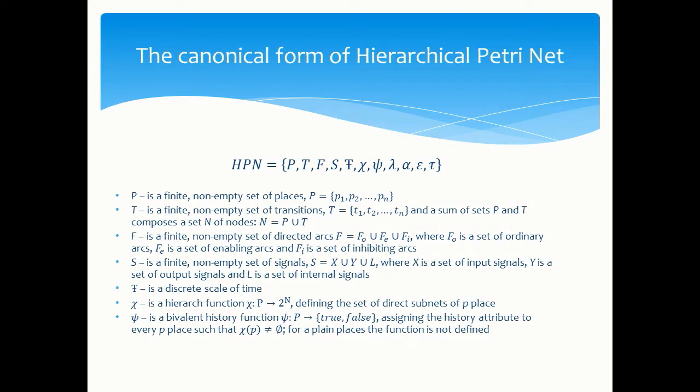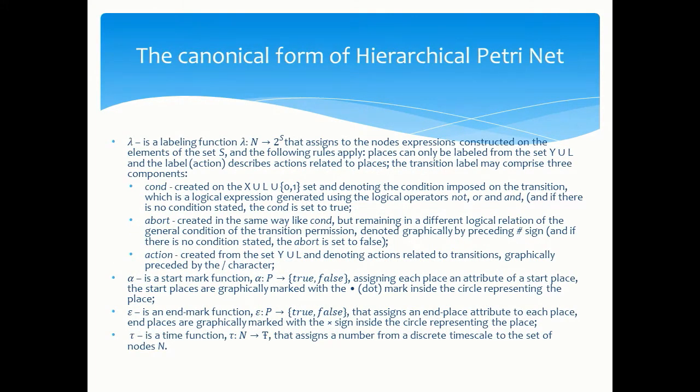The canonical form of hierarchical Petri net, HPN, extends the PN model to an ordered n-tuple, where P is a finite, non-empty set of places, T is a finite, non-empty set of transitions, S is a finite, non-empty set of signals, T crossed out is a discrete scale of time, chi is a hierarchical function, defining the set of direct subnets of given place, psi is a bivalent history function, assigning the history attribute to places. Lambda is a labeling function that assigns to the nodes expressions constructed on the elements of the set S.